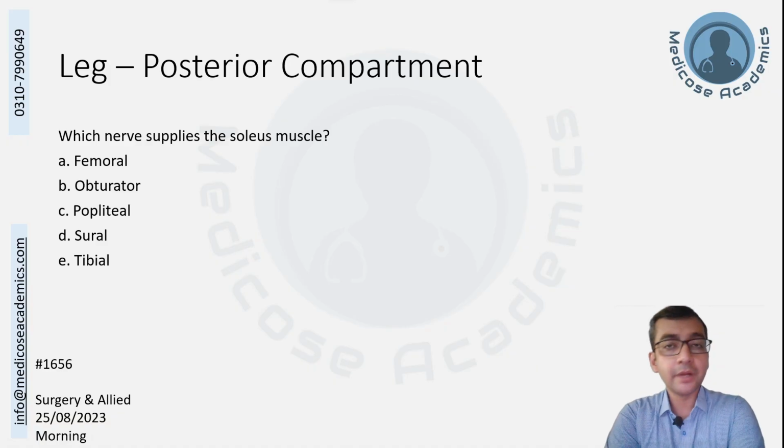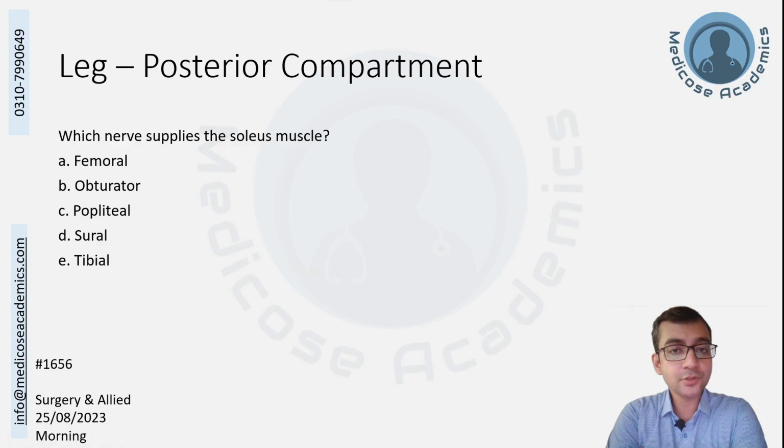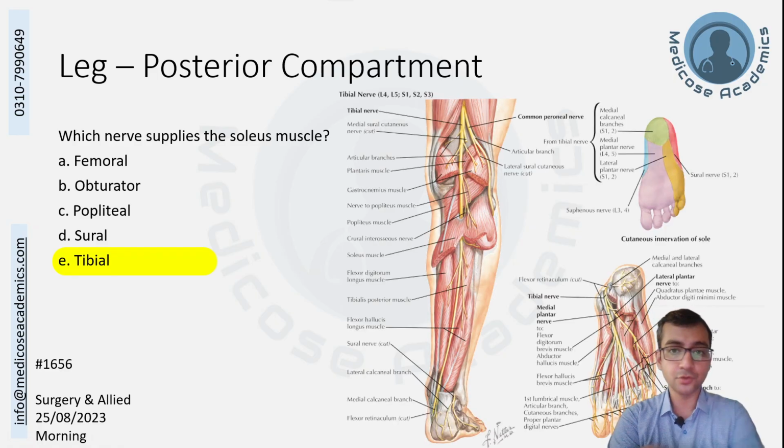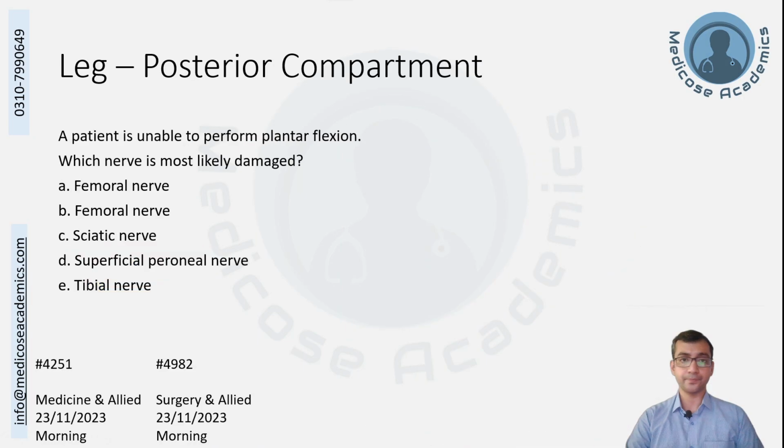Regarding the posterior compartment, the innervation question is a very frequent one and is asked in a variety of ways. Which nerve supplies the soleus muscle? All the muscles of the posterior compartment are supplied by the tibial nerve. So the soleus, the muscle that has been cut right here, goes on to attach to the Achilles tendon. It is responsible for the plantar flexion of your foot, in other terms, helping you stand on your toes.